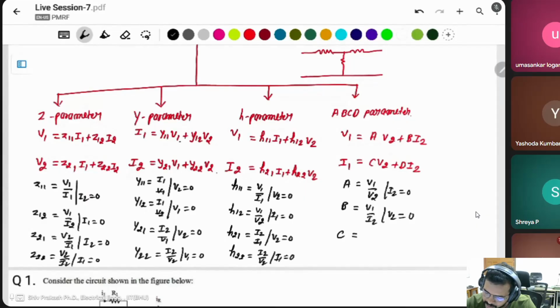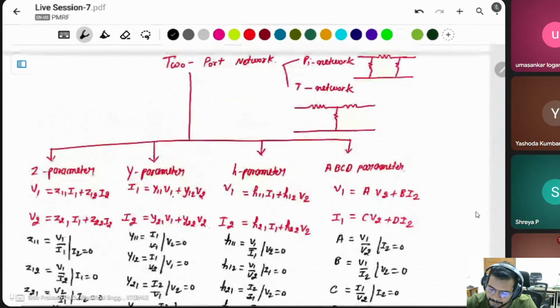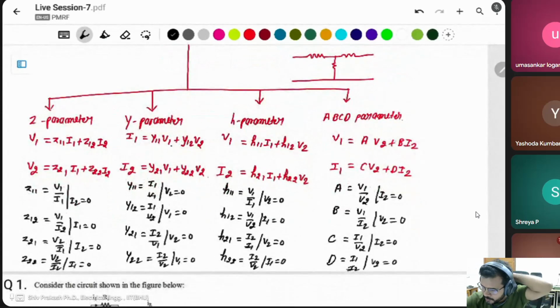C parameter is I1 by V2, when I2 will be 0. And the D parameter, the last one, is I1 by I2, when V2 will be 0. Actually, in a transmission line it will be negative, because the current direction will be reversed in a transmission line. This is the 2 point: the current I2 will be reversed in the transmission line.